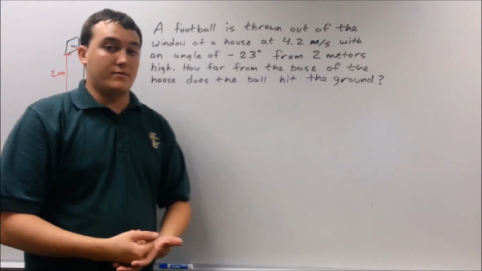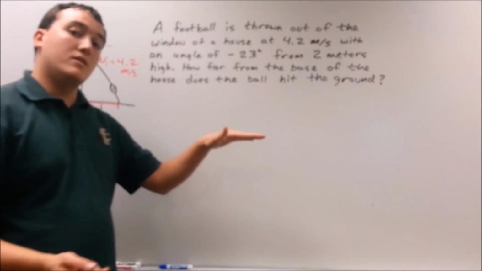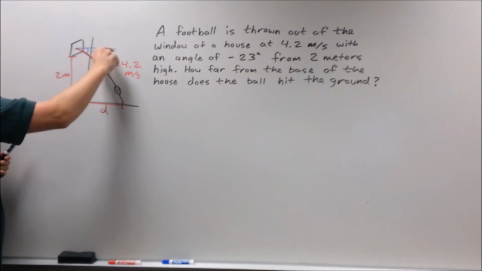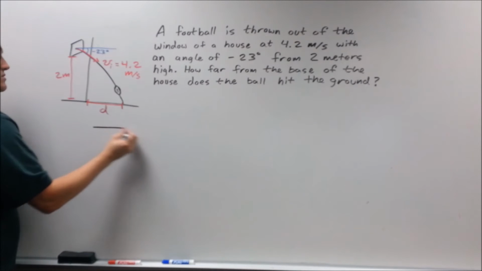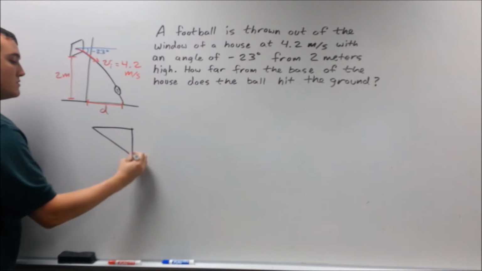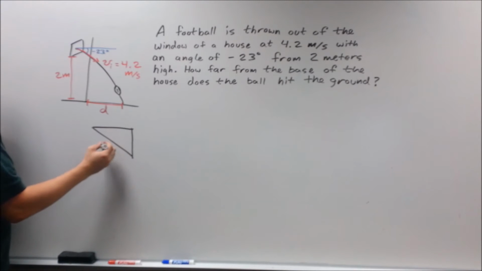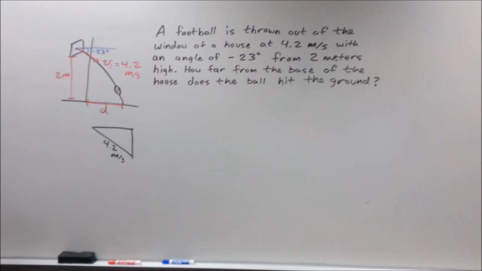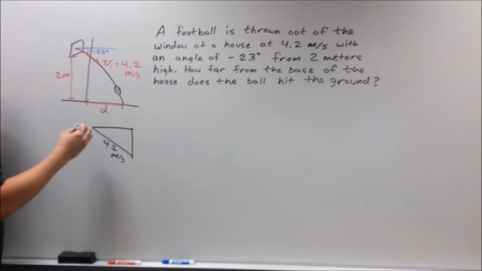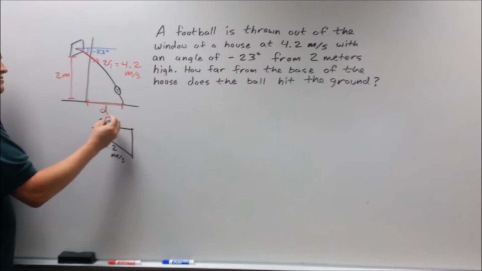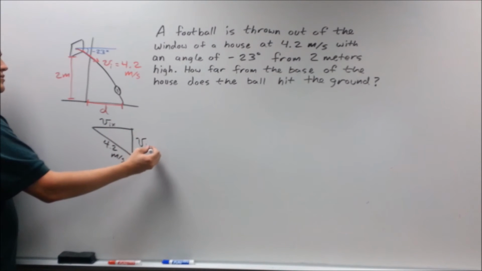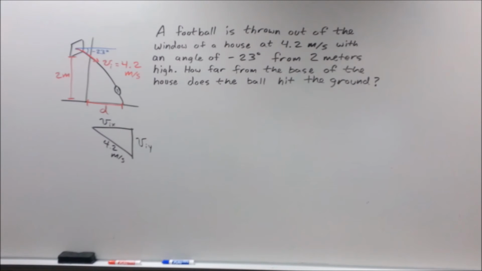But first thing we have to find is the initial velocity in the horizontal and vertical directions, because that's what matters. So really we just have this triangle here. The initial velocity given to us is 4.2 meters per second. So we want to know the initial velocity in the x direction and the initial velocity in the y direction. That's going to help us out the most.